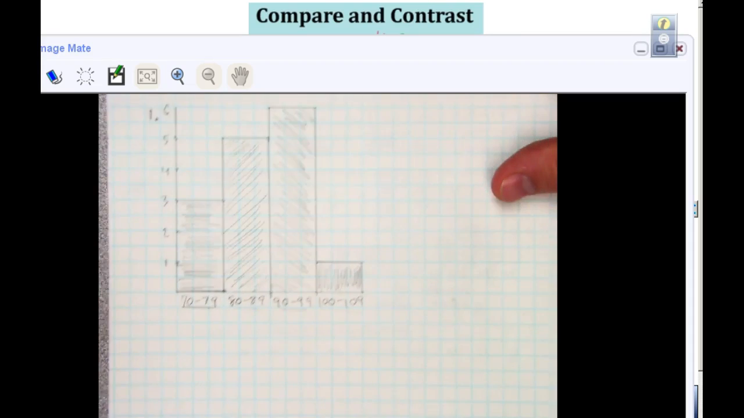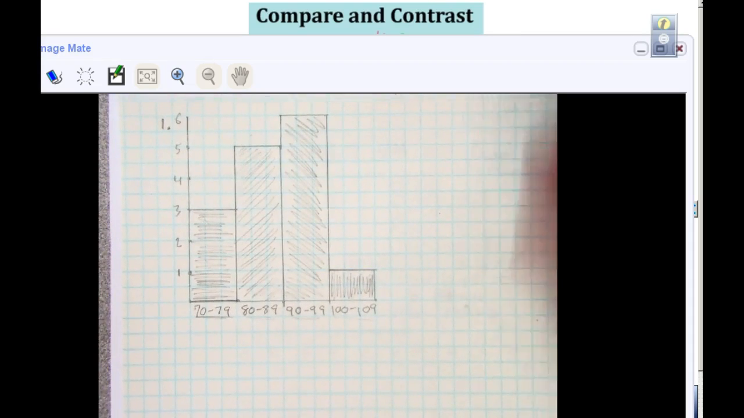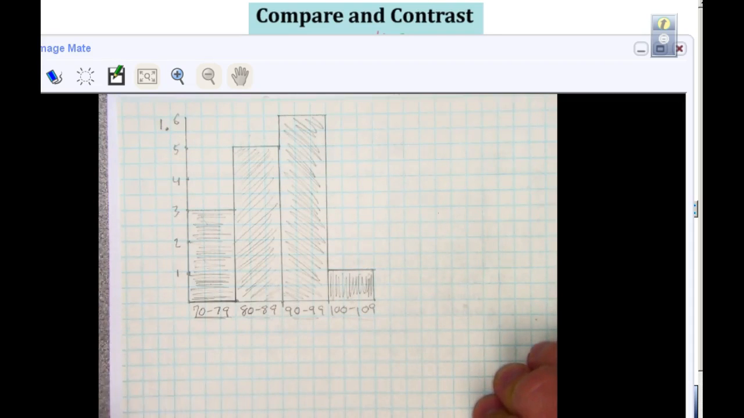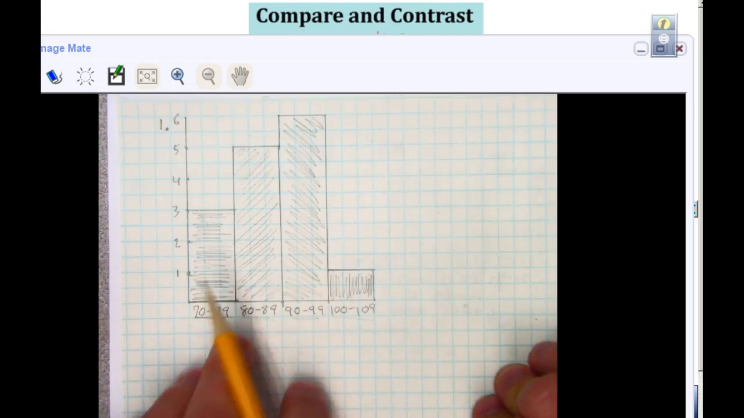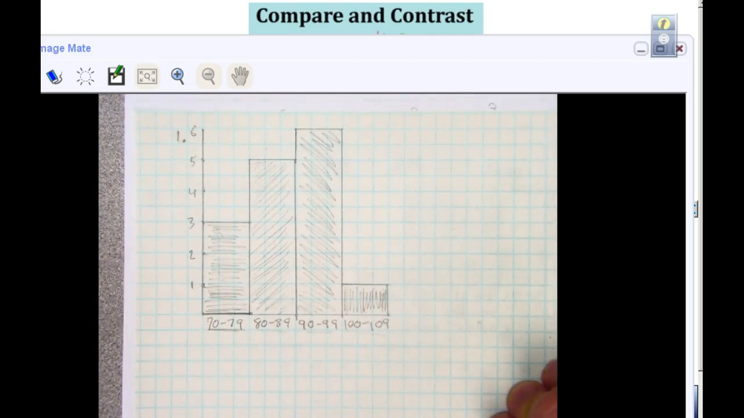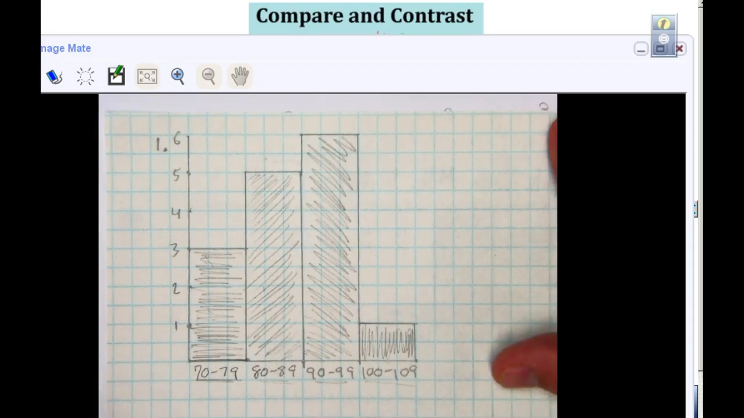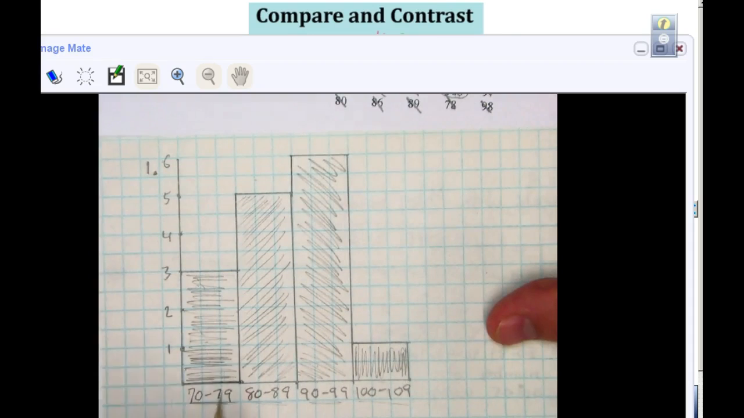What is this a graph of? If you just look at your histogram, what is this a histogram of? See, there's no labels, there's no title, so we want to be able to look at this and know exactly what this is telling us. Okay, so look back at the original problem. It's 70 to 79 what? 80 to 89 what? What are those standing for?